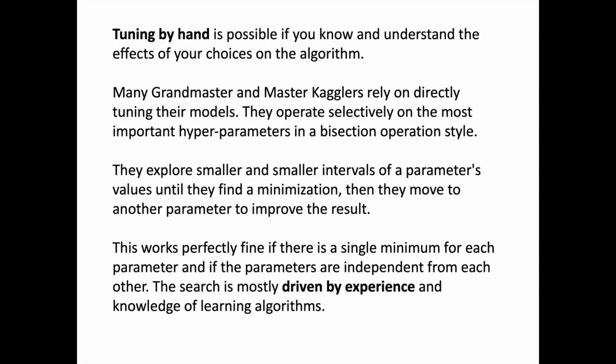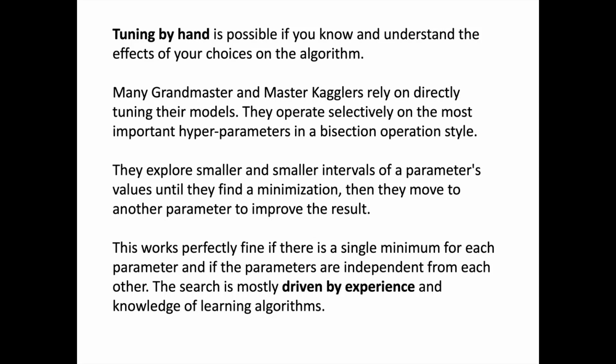Actually, using a bisection operational style, you explore, taking each singular parameter, smaller and smaller intervals of its values until you find an optimal tuning. This works quite fine when you have for each parameter a single sweet point. So the complexity of the landscape of the hyperparameters is not so sophisticated, and you don't need to try very special interaction between them.